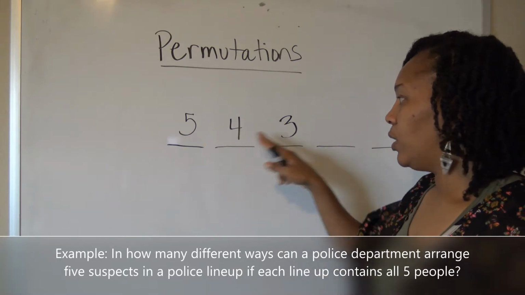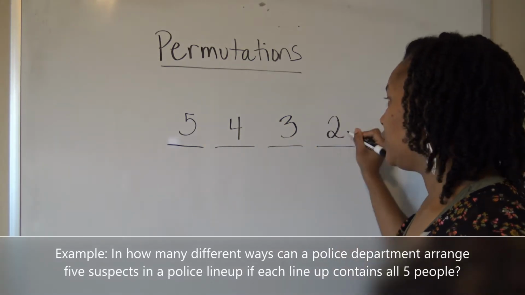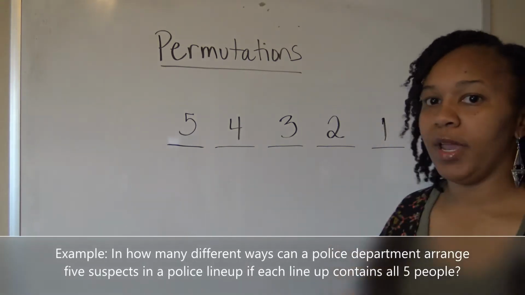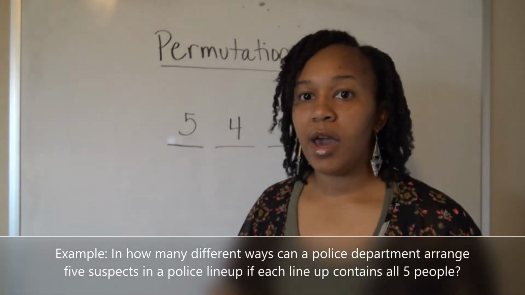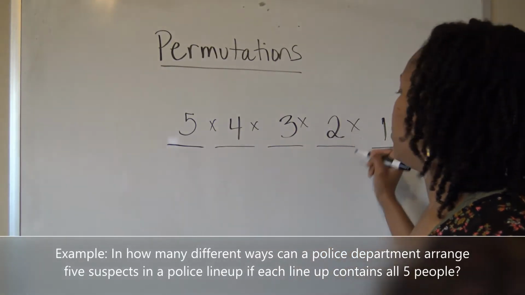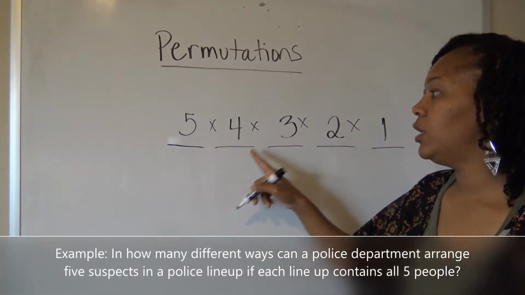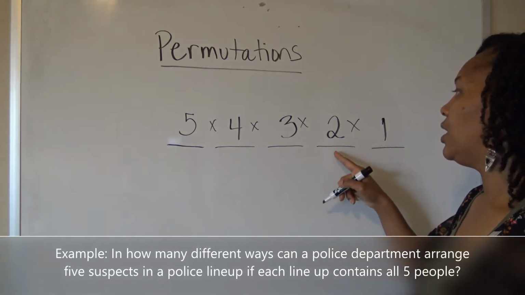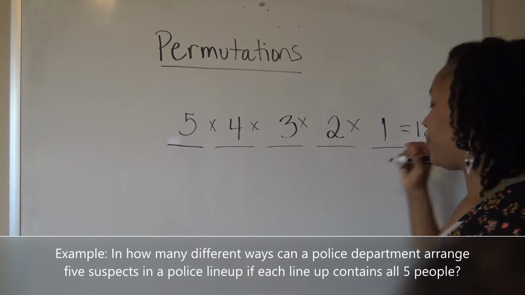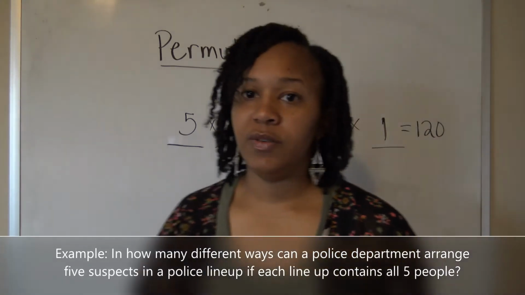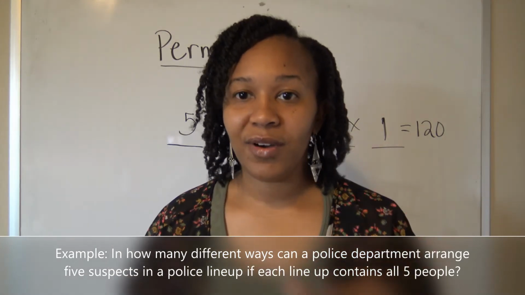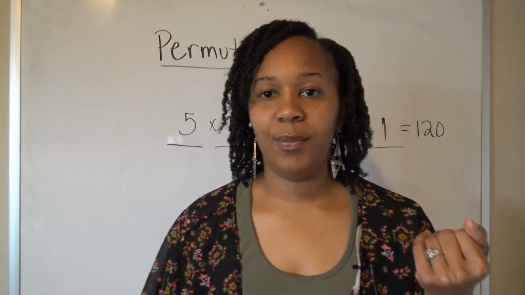And then I've used 1, 2, 3. Now I have 2 suspects left. And then once I have all 4 of those, I'll only have 1 suspect remaining. And according to the fundamental counting principle, you will multiply those numbers together. So you'll do 5 times 4, which is 20. 20 times 3 is 60. 60 times 2 is 120. 120 times 1 is 120. So there's 120 different ways that you can create a 5-person lineup if you have 5 suspects and every lineup uses all 5 people. Okay.